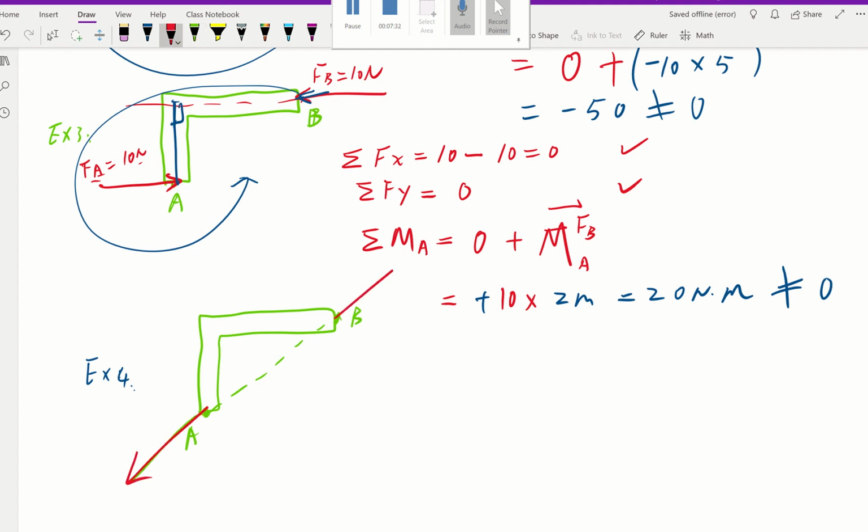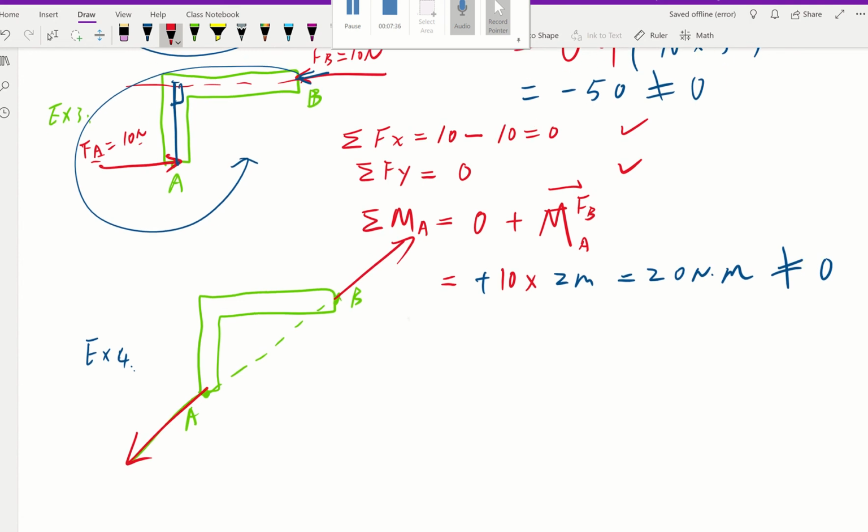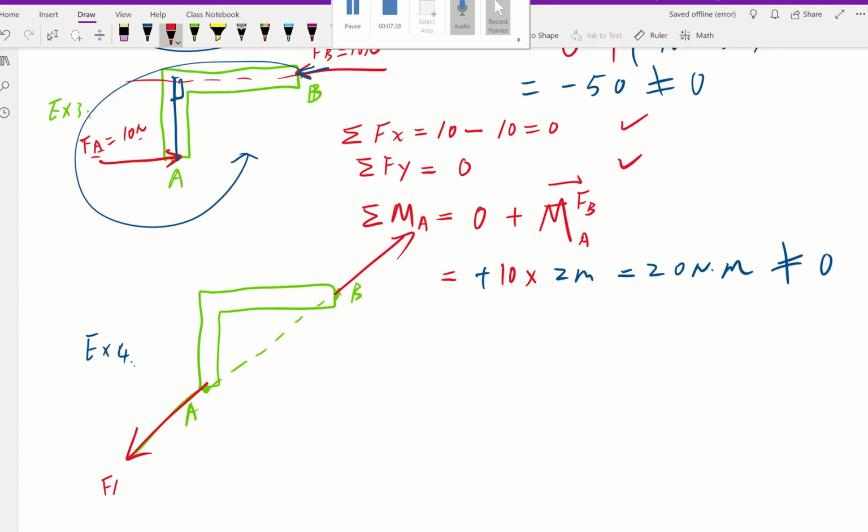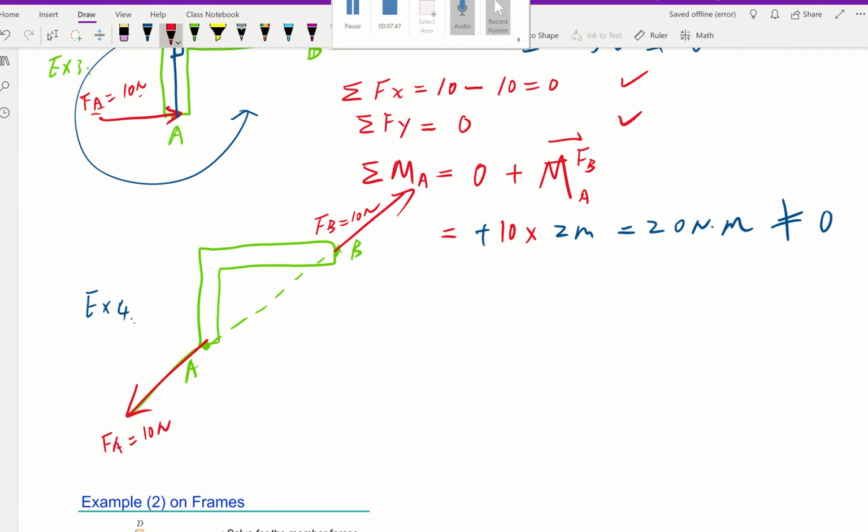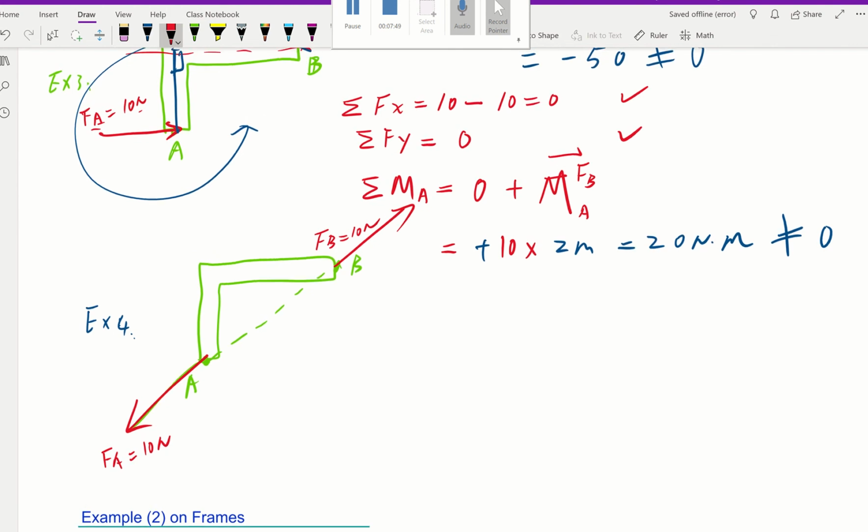If this is pulling, we can do compression as well. If it's pulling, then we have it. This FA, we say it's 10 Newton. FB here is 10 Newton. Then we say this is a two force member, and this is going to be at equilibrium.